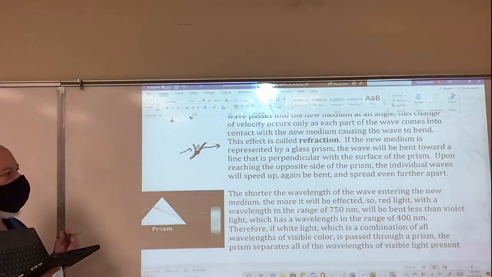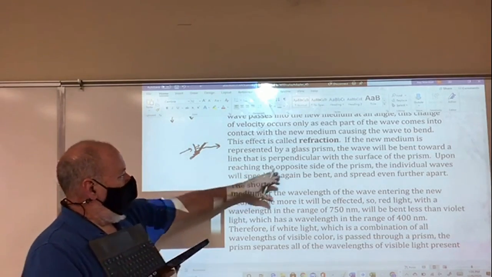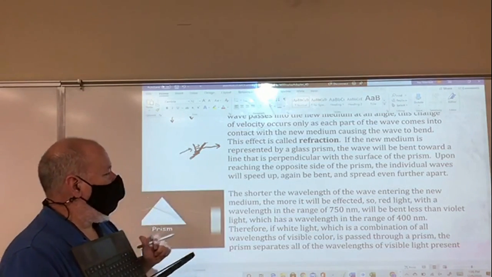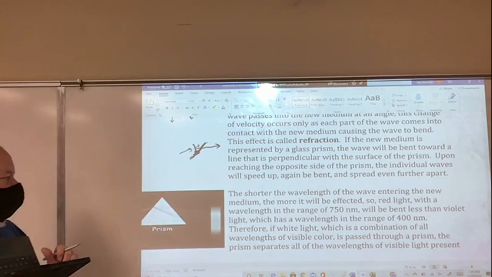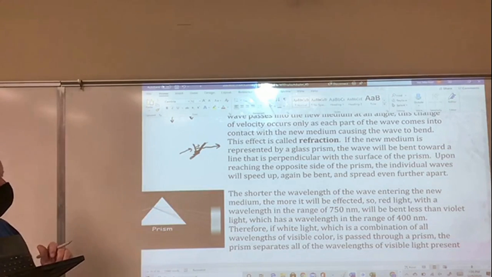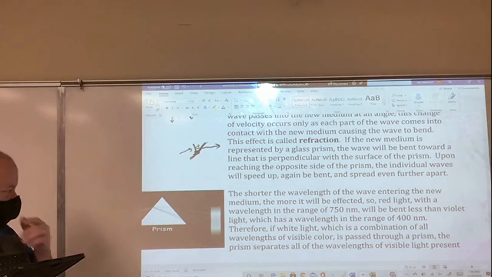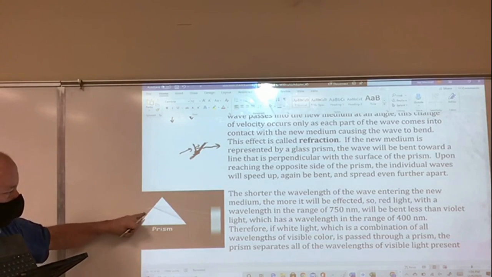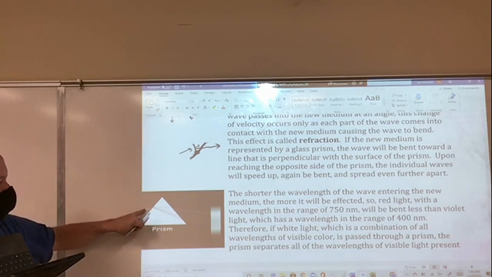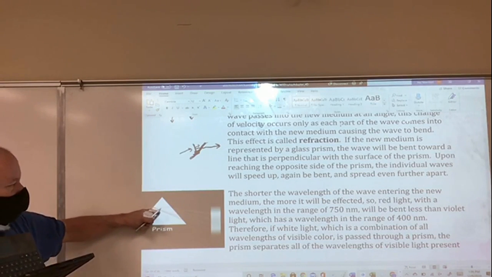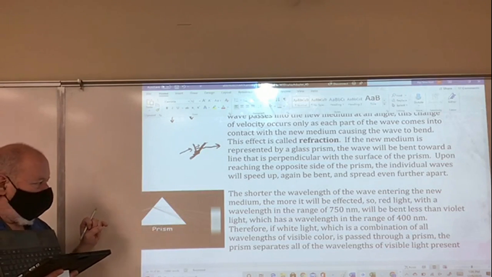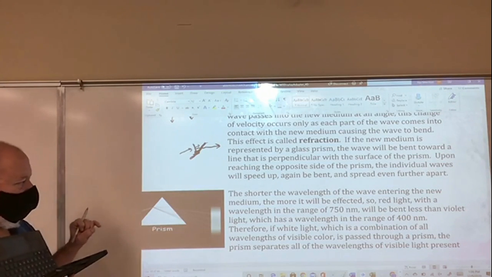Okay? And you don't really need to know these details. Upon reaching the opposite side of the prism, the individual waves will speed up again and be bent and spread even further apart. So if I have white light, I have light of different wavelengths smacking the prism, it's going to bend the different wavelengths of light at different ways.